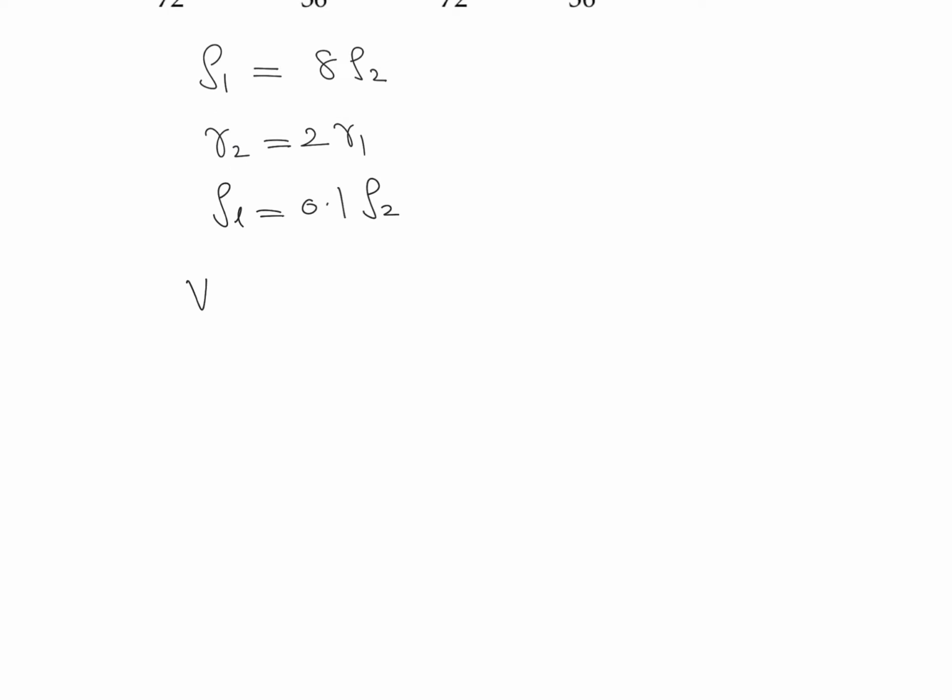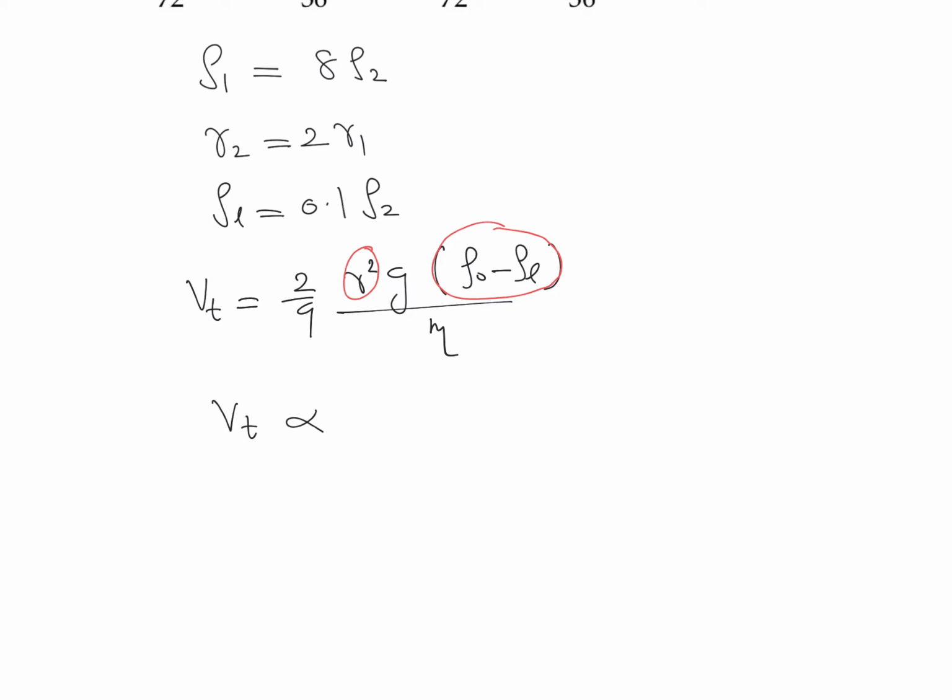So first we can write the equation for terminal velocity, which is 2/9 × r² × g × (density of object minus density of liquid) divided by the coefficient of viscosity. Now in these two situations, the radius is different, the density of the object is different, and the coefficient of viscosity is the same. So the factors which are varying are r², and the density of object minus density of liquid. So we can write that terminal velocity is directly proportional to r² and directly proportional to density of object minus density of liquid.